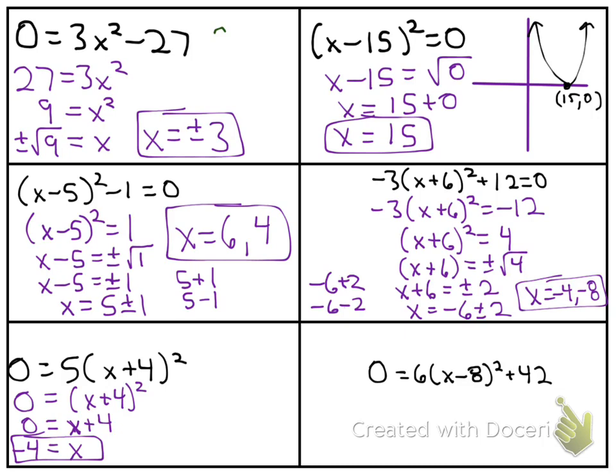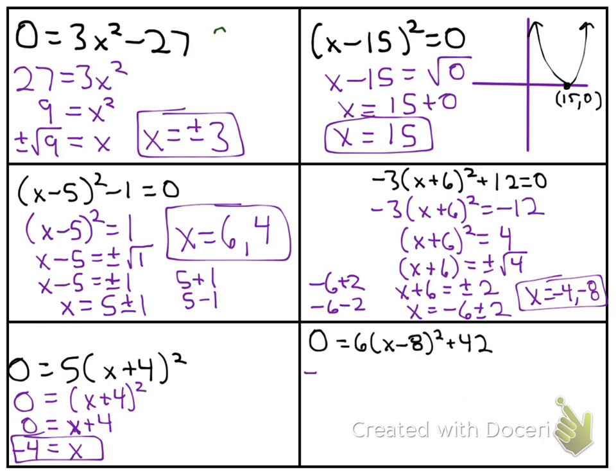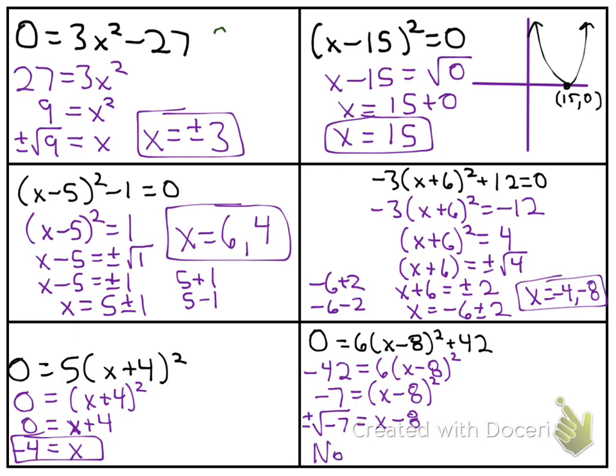Last one here, let's move it up a little bit. I'm going to subtract 42 from both sides, and next we're going to divide by 6, so we get negative 7 equals x minus 8 squared. It's starting to look a little bit different than all the other ones we've had, because when I take the square root of both sides, I get plus or minus the square root of negative 7. We can't do that. That is no real solution. We're just going to stop right there.